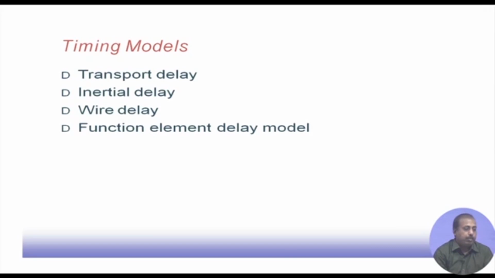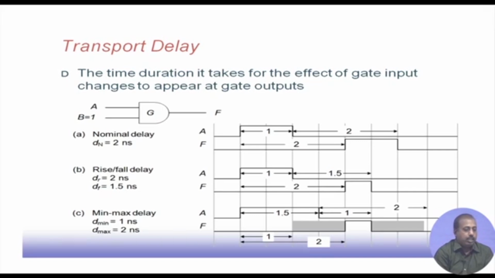There are several timing models that we need to consider: transport delay, inertial delay, wire delay, functional delay. When you are doing this simulation, the delay part also has to be modeled. There are several types of delays like this. Suppose the transport delay: transport delay is the time it takes for the effect of gate input changes to appear at the gate output. Suppose I have a gate G like this, which has a nominal delay of 2 nanoseconds.